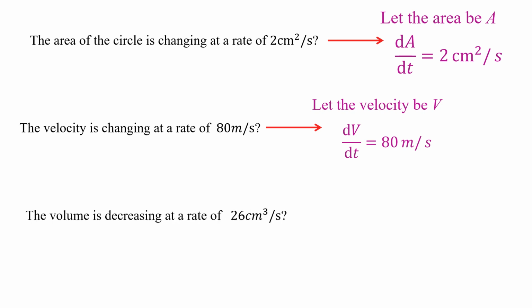Likewise for the last one, supposing I let the volume, it could be the volume of a balloon or any spherical shape, be decreasing at the rate of 26 centimeters cubed per second. What it's saying is that when t is 1 second, it's 26 centimeters cubed, but when t is 2 seconds, it becomes smaller. That is what it means by decreasing, because it's getting smaller and smaller, it's deflating. So to convert that into mathematical symbols, if I let the volume be V, it means dV over dt is negative 26 centimeters cubed per second.